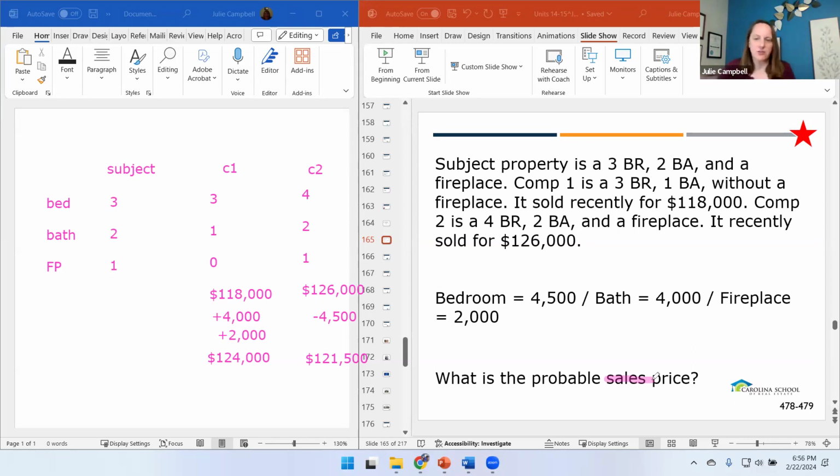So let's go back to probable sales price. So let's say you have a probable sales price of 121.5 to 124. This is your range. And the seller looks at you and says, that's fine and dandy, but let me go ahead and list it. I want to list it for 165.